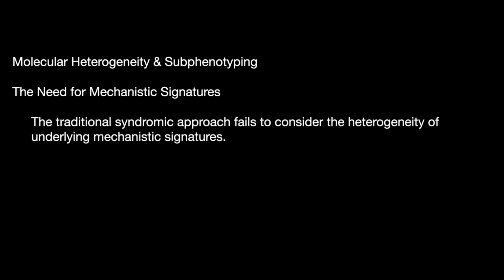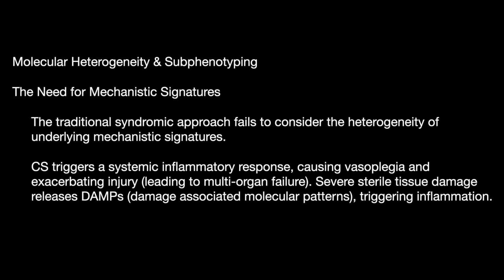Regarding the molecular heterogeneity, the need for a mechanistic signature and finding the subphenotypes of cardiogenic shock is important. The traditional syndromic approach that we have seen till now, like myocardial infarction related, non-myocardial infarction related, cardiac arrest related, fails to consider the heterogeneity of the underlying mechanistic signature. As you saw in the last figure, it is quite heterogeneous. It can go anywhere based on the patient's own personal changes. So cardiogenic shock triggers an inflammatory response which causes vasoplegia and exacerbates the injury. Several sterile tissue damages release the DAMPs and trigger the inflammation.